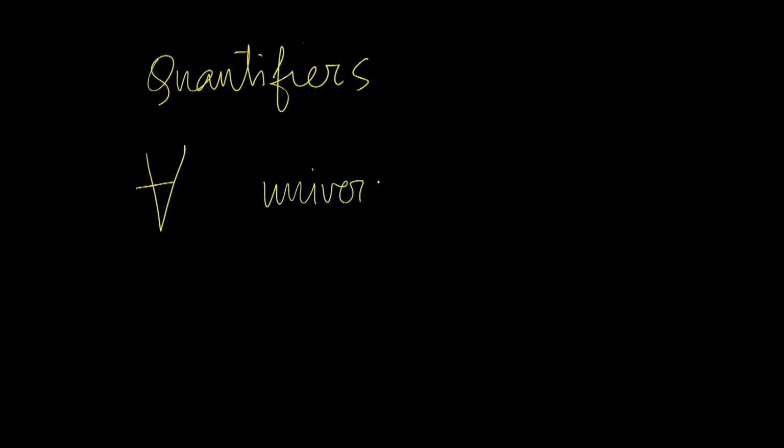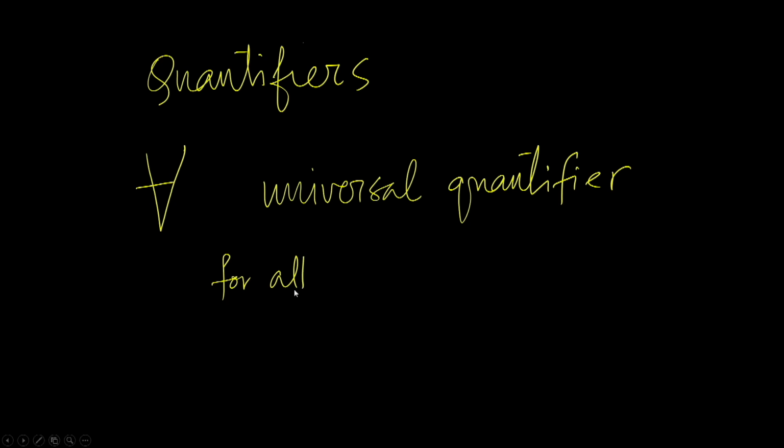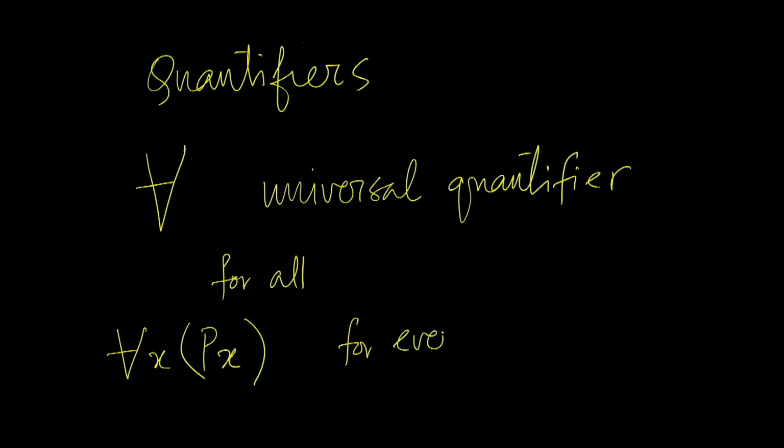Now, let me introduce what are called quantifiers. The first quantifier is the universal quantifier. A universal quantifier stands for the expression for all. For example, when we say for all x P of x, what we mean is that for every x, P of x is true.